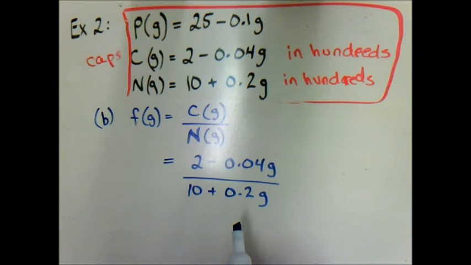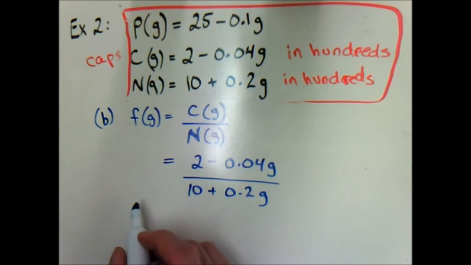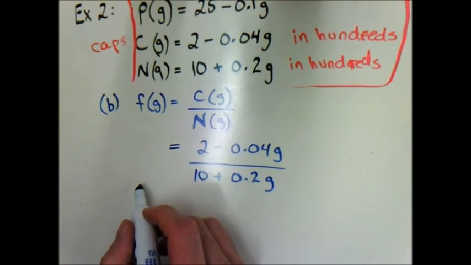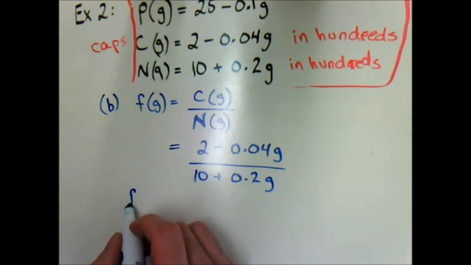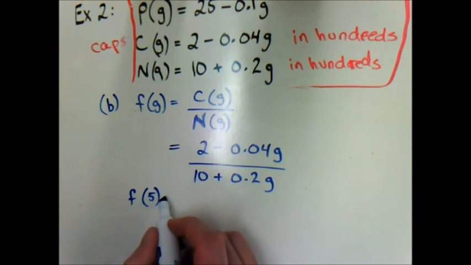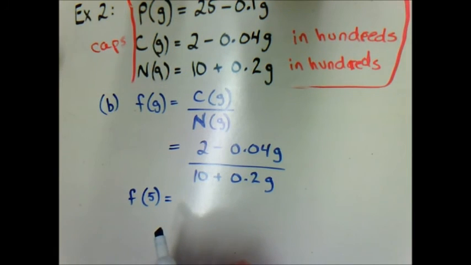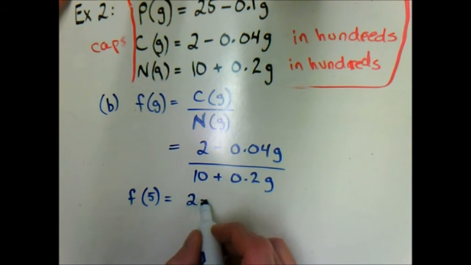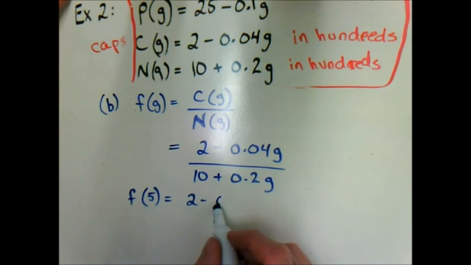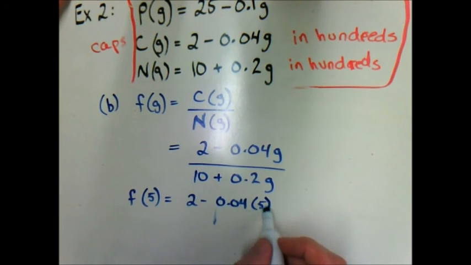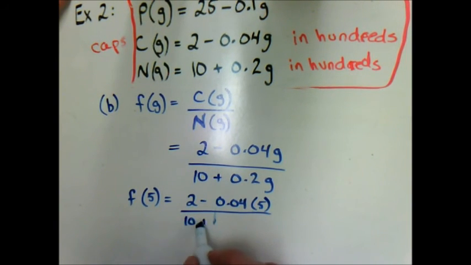Now, one way to do this would be to punch these into the calculator as a single function and find out what the y value is at game 5. The other way to do this is simply sub in 5 into our equation, which is what we will do. So we have g equals 5. We want to know the likelihood of getting a cap at the 5th game. We have 2 minus 0.04 times 5 over 10 plus 0.2 times 5.